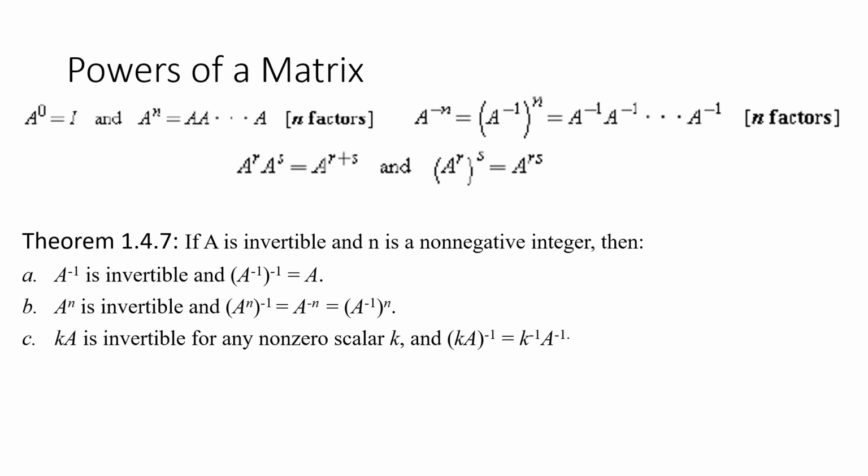Now, if A raised to n is invertible, then the inverse of A raised to n is equal to A raised to negative n, which is equal to the inverse of A raised to n. And then kA is invertible for any non-zero scalar k, and the inverse of kA is equal to the inverse of k times the inverse of A.